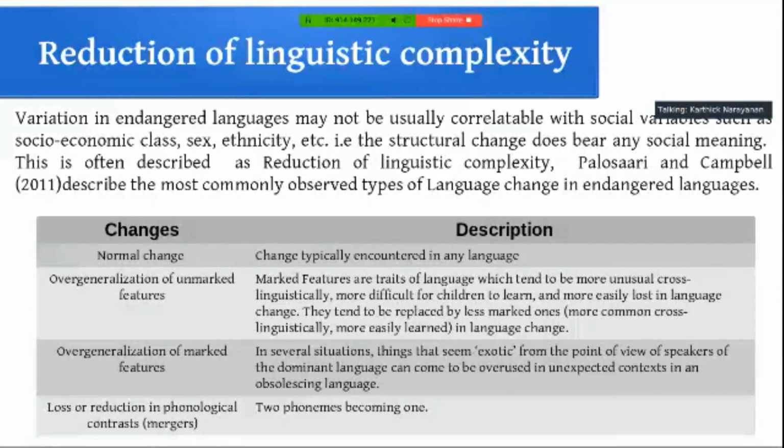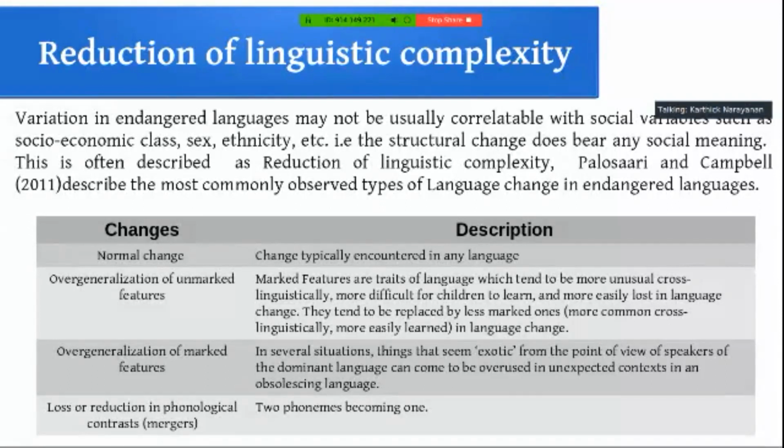There is overgeneralization of unmarked features. So marked features, for example, one of the languages that I worked in had a frequent occurrence of voiceless laterals. Now, the voiceless lateral is a very marked feature, and it's also very difficult to produce. And what the speakers did is that they started to slowly and steadily replace these voiceless laterals with voiced laterals.